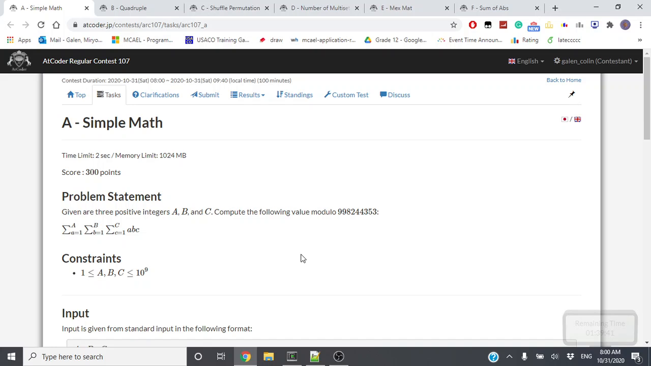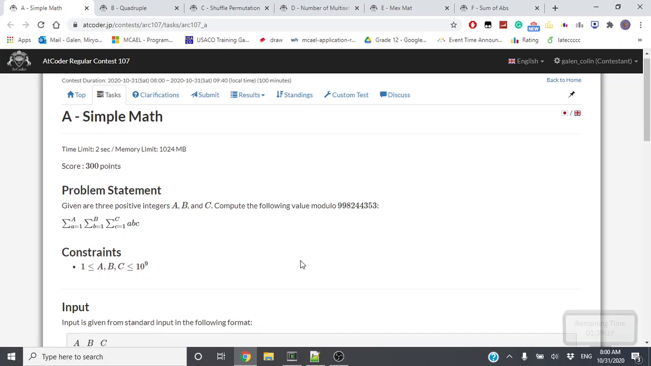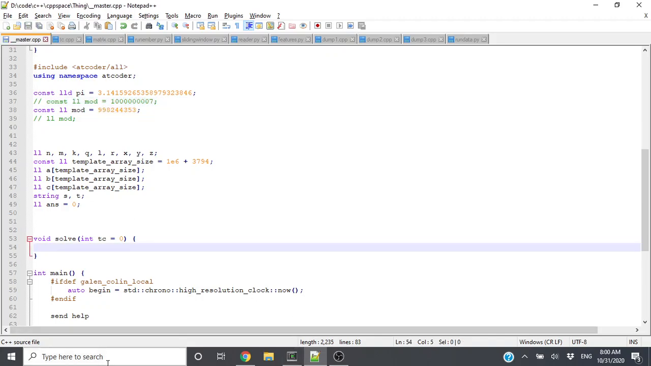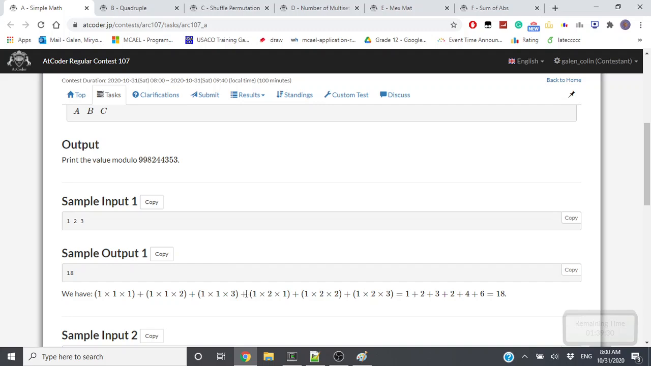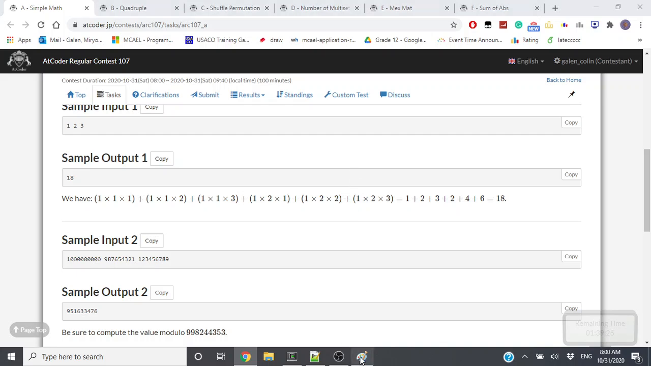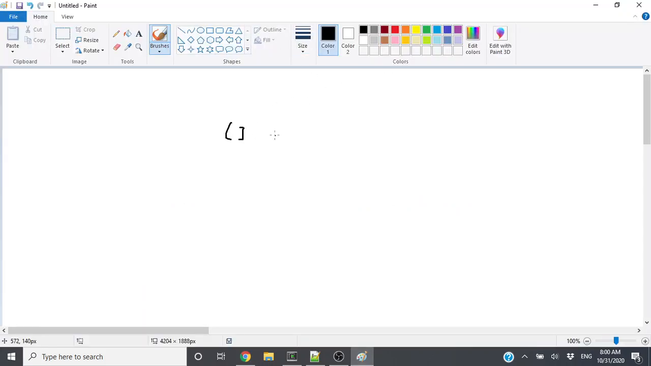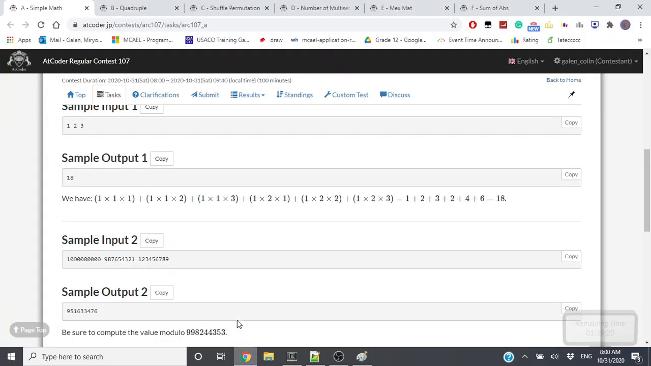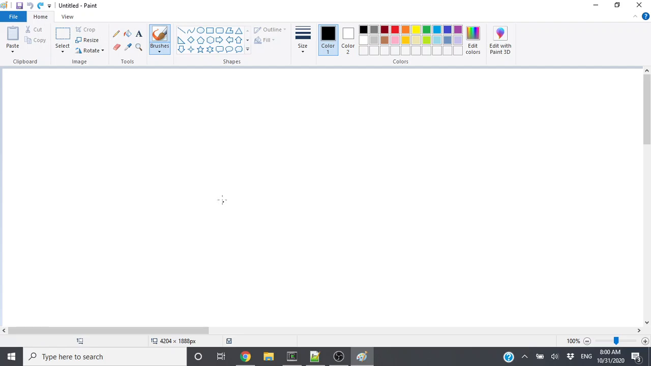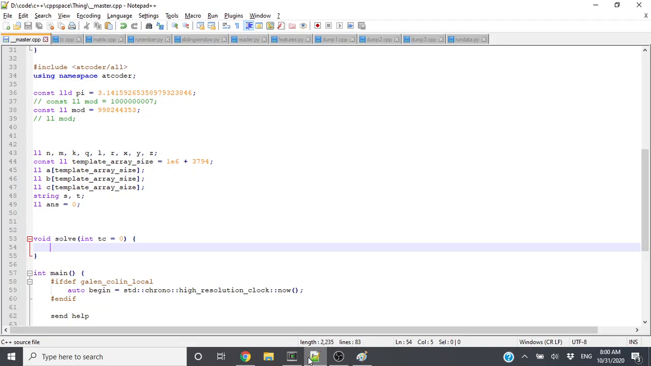Simple math. Given three positive integers a, b, and c, compute the following value modulo this, which is this. Okay, so the idea basically is, like, just look at this sum. You can think of it like the sum from a equals 1 to a of everything else, and therefore we only need to consider the sum of a. And in the same way, we only have to consider the sum of b and c.